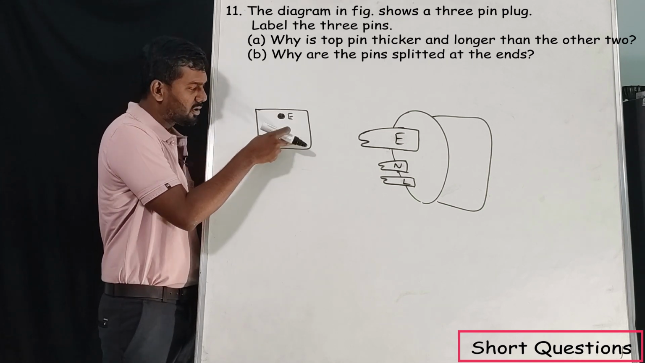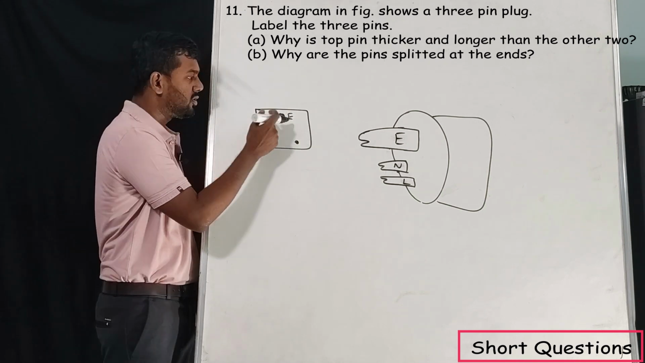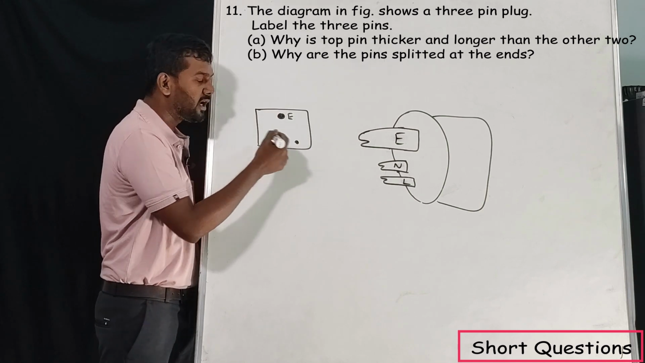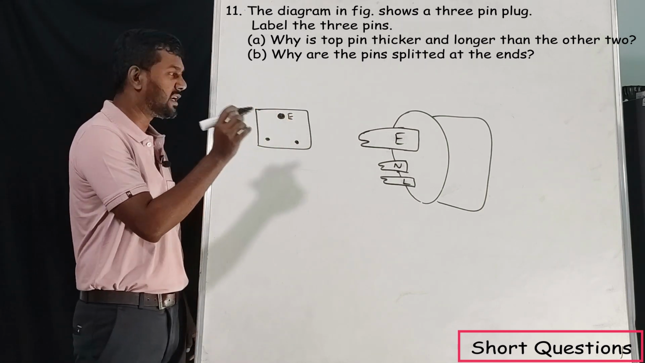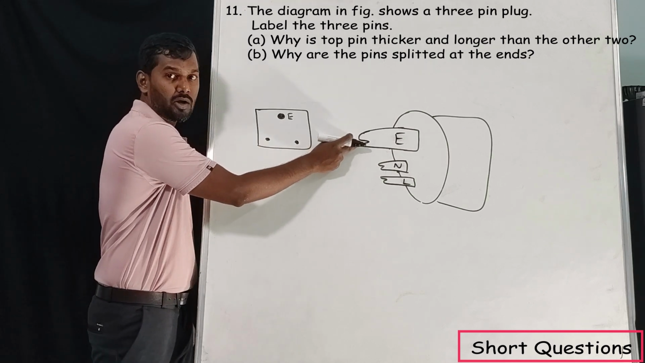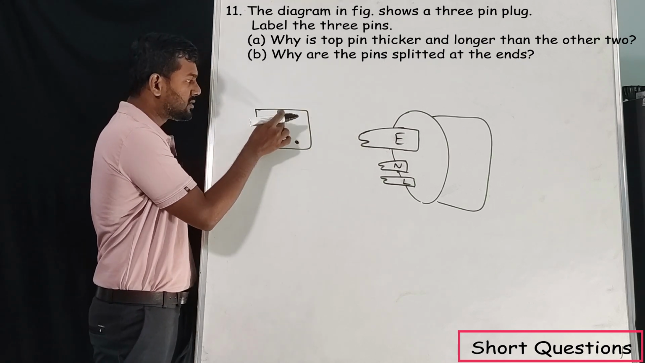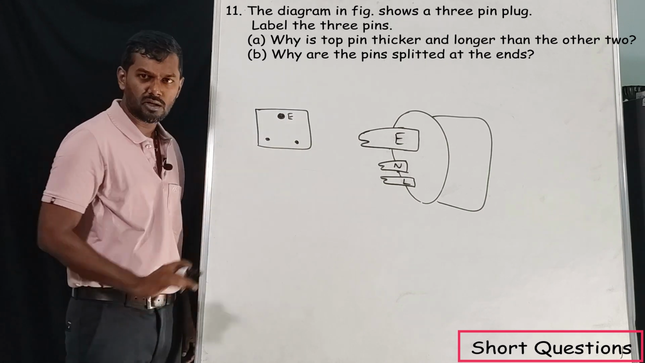So the earthing pin, they'll connect it like this also. This earthing pin should never go to any other 2 pins. It should always be connected to earthing only. That's why it is made thicker. That's why it is made thicker, so it should not enter into any other pins.